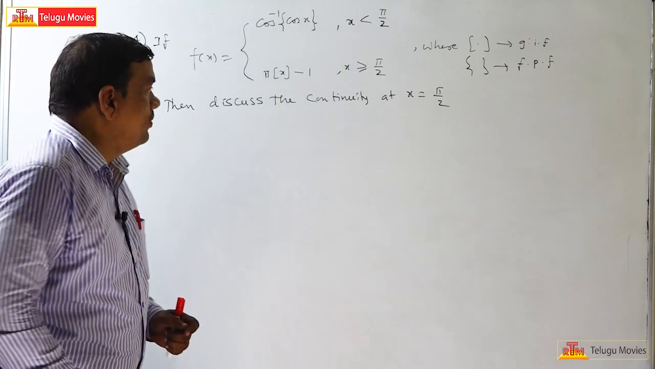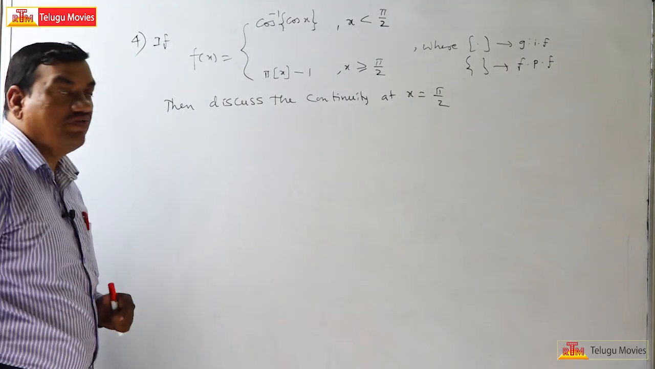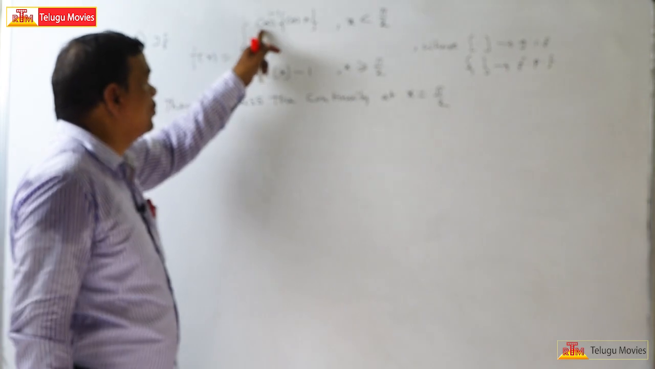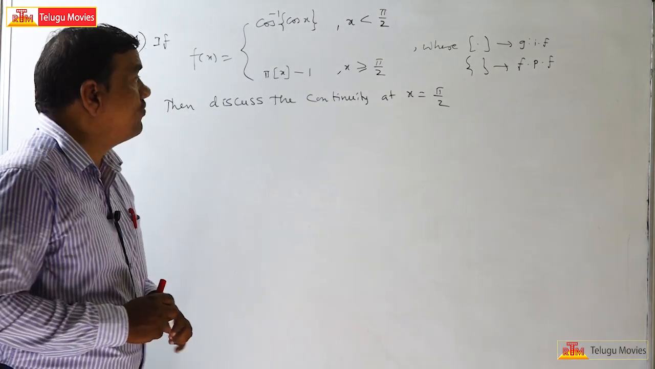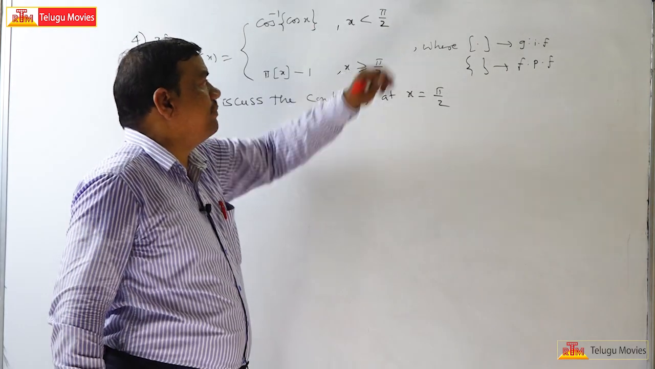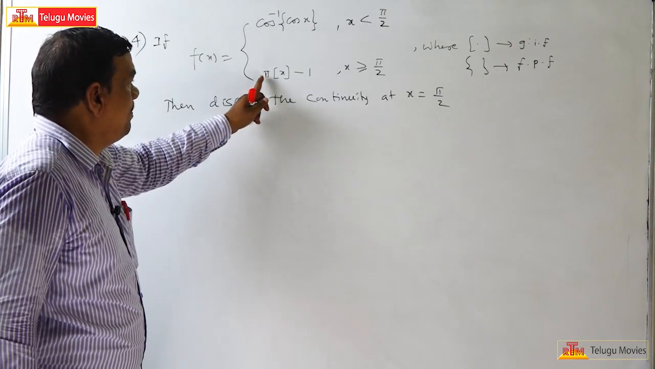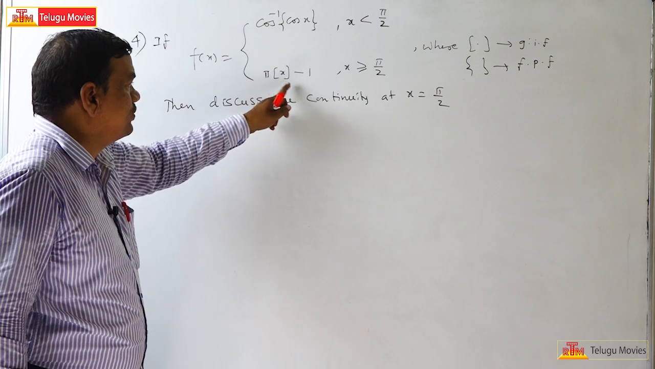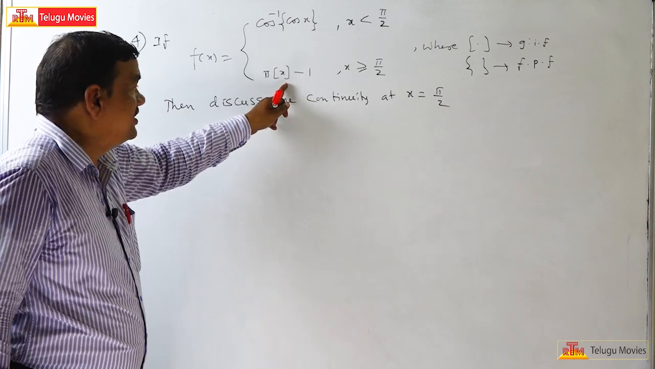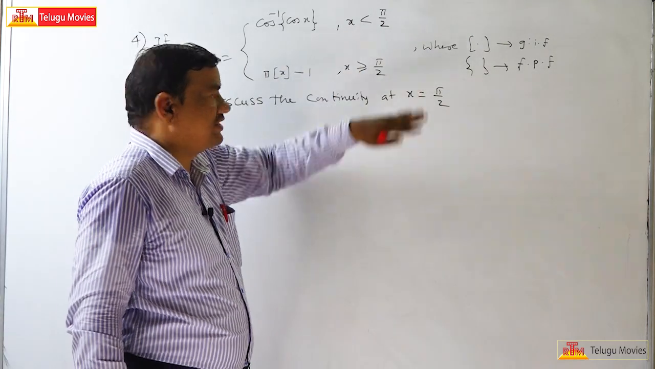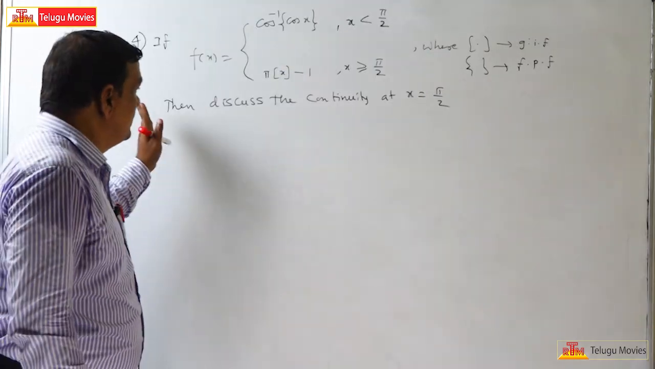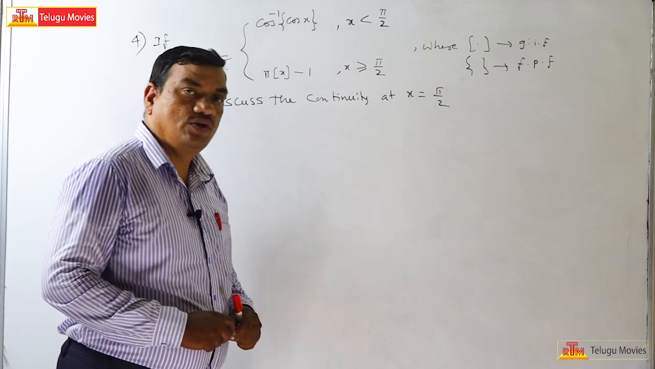Welcome to this problem. Here one function is given, f of x is equal to cos inverse of the fractional part of cos x, where x is less than pi by 2, and the greatest integer function of x minus 1, where x is greater than or equal to pi by 2. This is a greatest integer function and this is a fractional part function. Then discuss the continuity at x is equal to pi by 2.